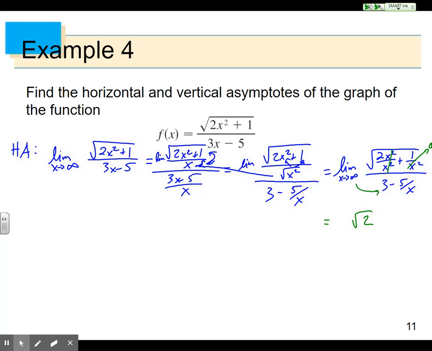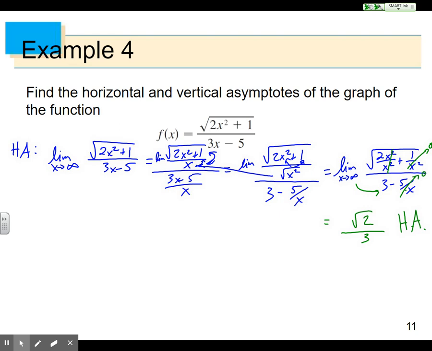The limit as x approaches infinity of 3 is just going to be 3. And this 5 over infinity, 5 divided by something incredibly large, is going to be 0. So that would go to 0. So I have a horizontal asymptote. This square root of 2 over 3 will be a HA.